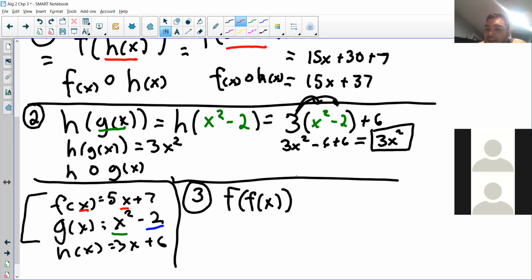Even if we're plugging in itself, it's still the same process. My first step is to replace the f of x with what f of x equals. In this case, 5x plus 7. So f of x on the inside becomes 5x plus 7.